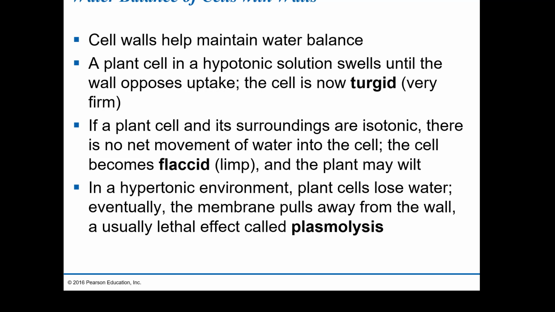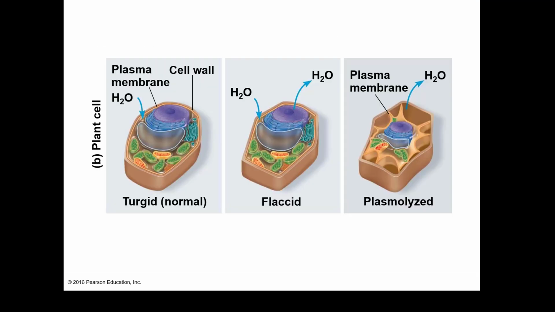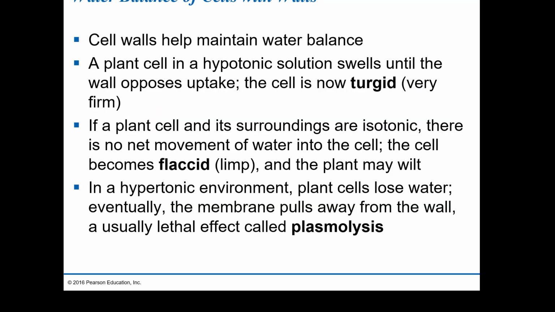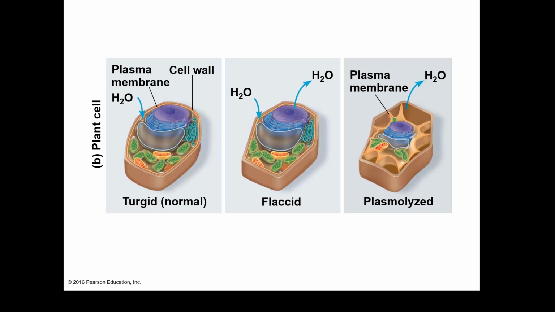We got to water it again. If it's in a hypertonic environment, the cells lose water eventually, and the membrane pulls away from the wall, and you get usually a lethal effect called plasmolysis. So here you can see turgid is a happy way for plant cells to be, because that membrane is so full of water that it pushes up against the cell wall.